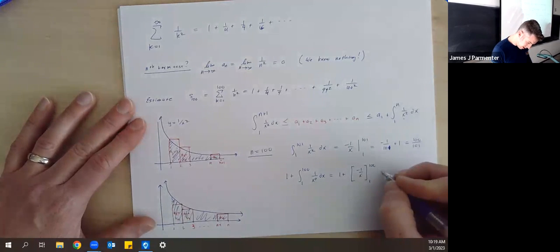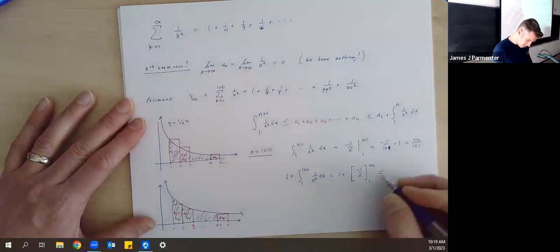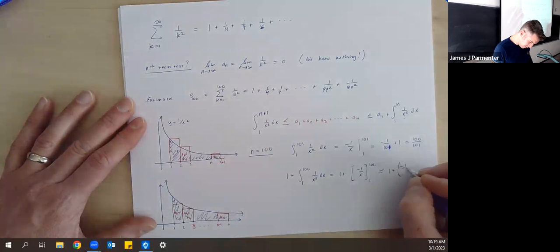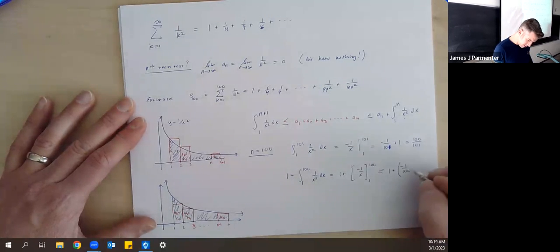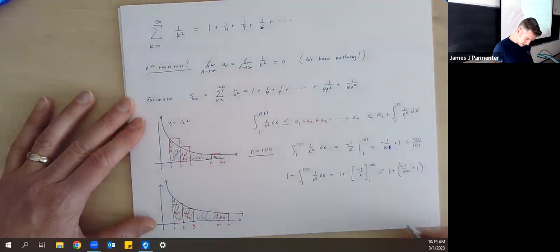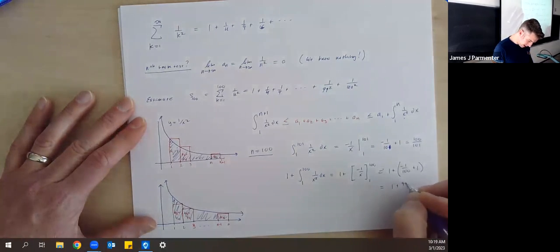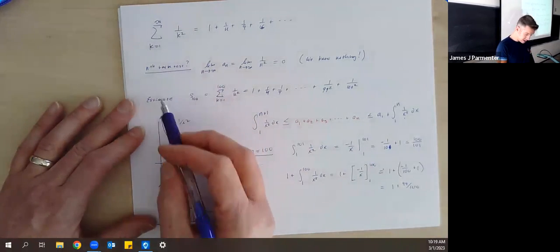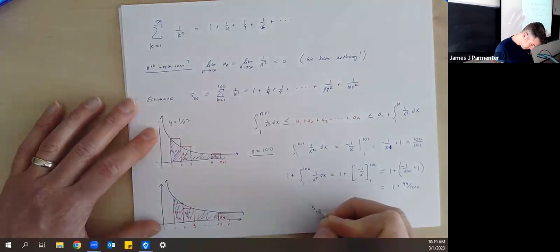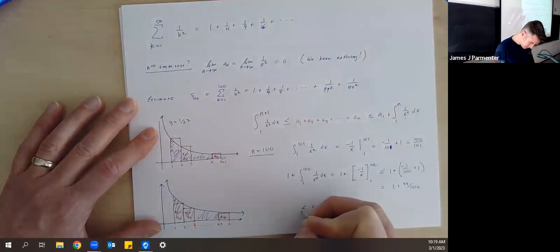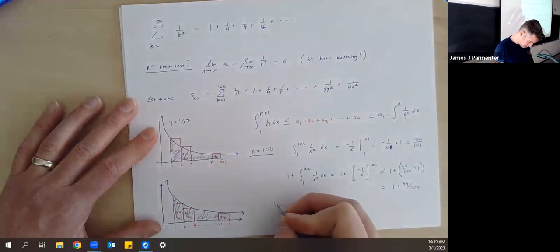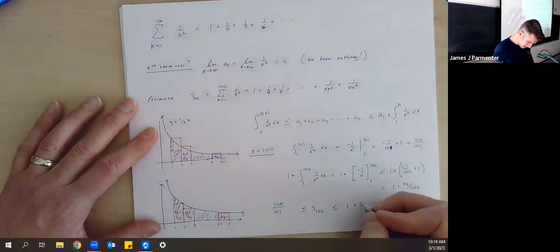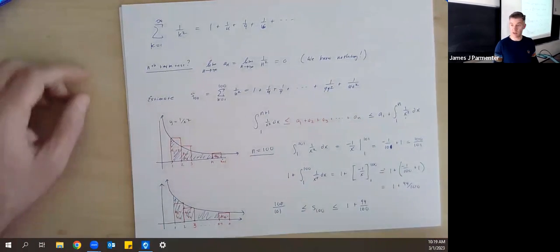Interesting. So I'm going to get, let's see, that's going to be equal to 1 plus, so if I plug in 100, I get negative 1 over 100. If I plug in 1, I get negative 1. So here I've got 1 plus 99 over 100. So what I can say is that this S100 is between 100 over 101, which is just a little bit less than 1, and 1 plus 99 over 100, which is just a little bit less than 2.